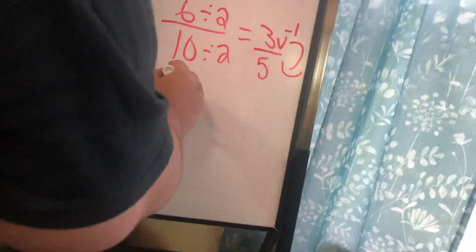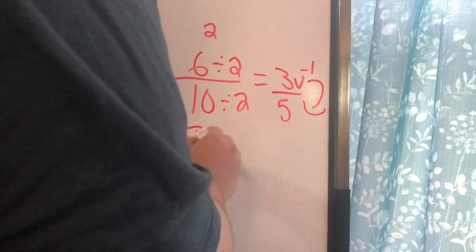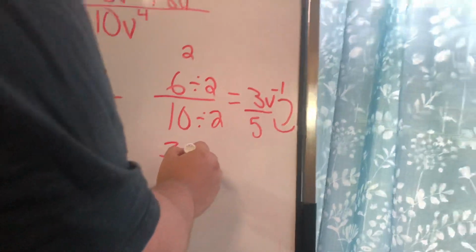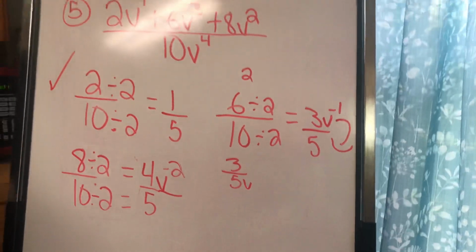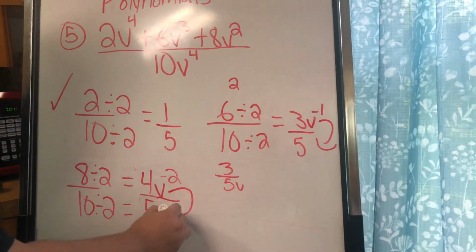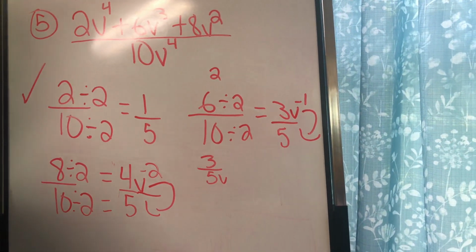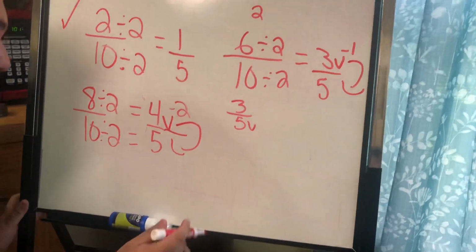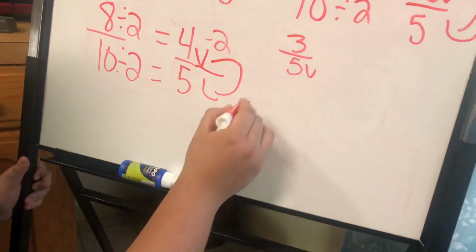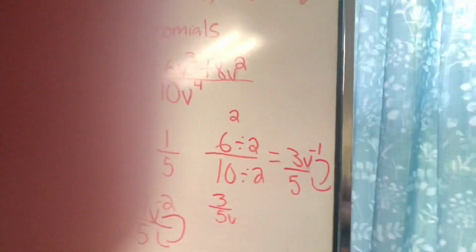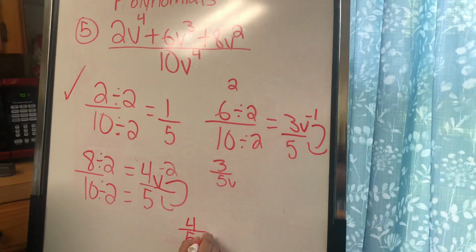So this is going to be 3 over 5 v, or v to the power 1. And then the bottom, can you have this? Send it to the bottom. So this will be, let me go ahead and take a knee. This is going to be 4 over 5v squared.